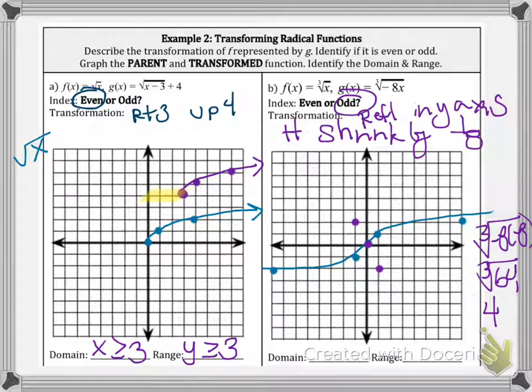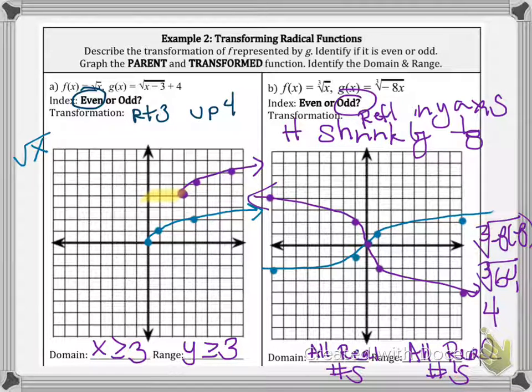So at negative 8, we would be up 4. And then at positive 8 would be at negative 4, right? It's just reflected on the other side. And so here is this graph. The domain and range for this function is all real numbers. All real numbers. So try out the two examples below.